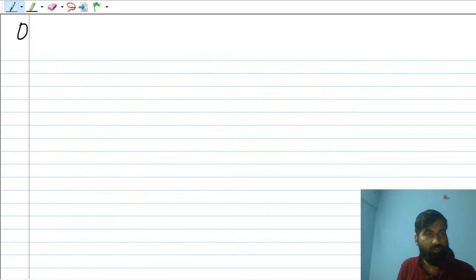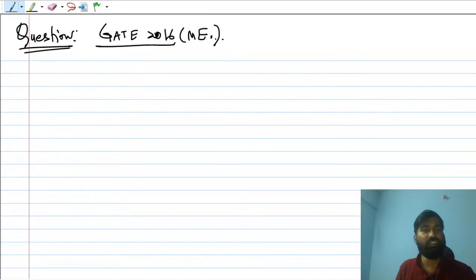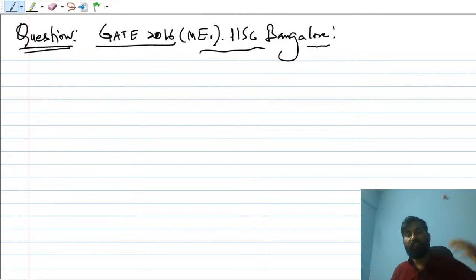Let me take one question. It was asked in GATE, mechanical engineering. Check the year, but you can see it was set by IISc Bangalore. Whenever IISc Bangalore conducts the GATE examination, like it is going to conduct GATE 2024, they will focus on linear algebra. That is the reason I am giving these lectures.